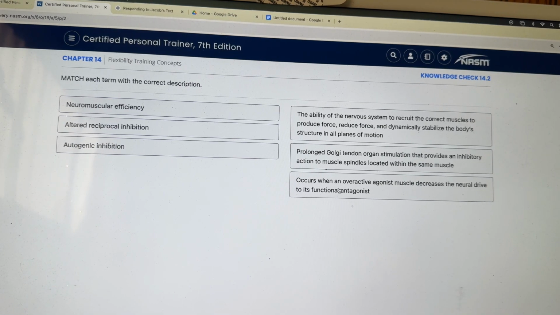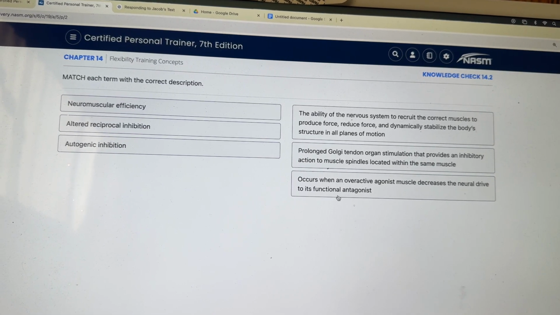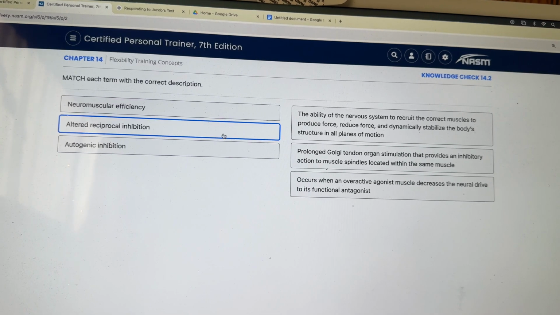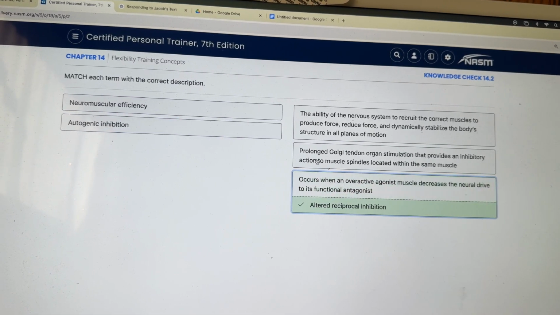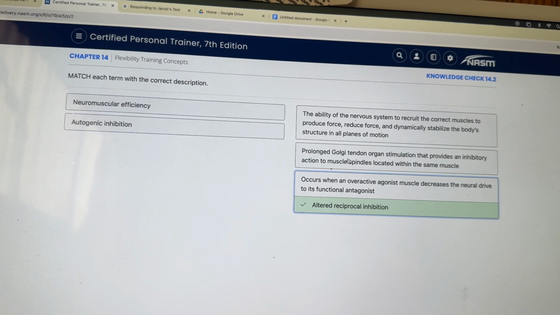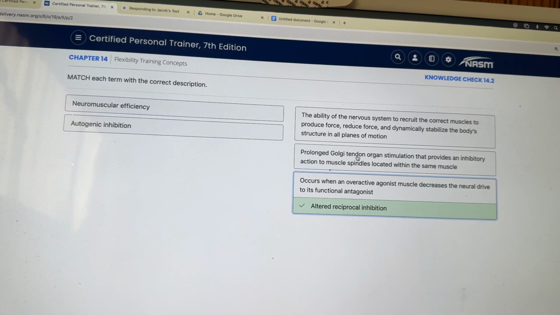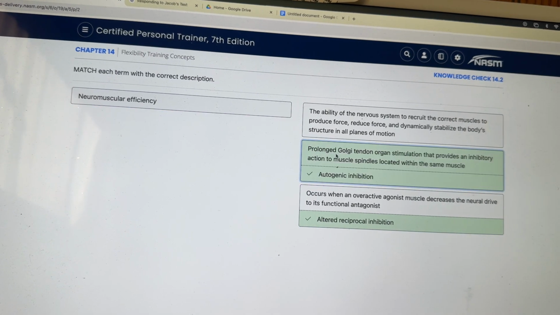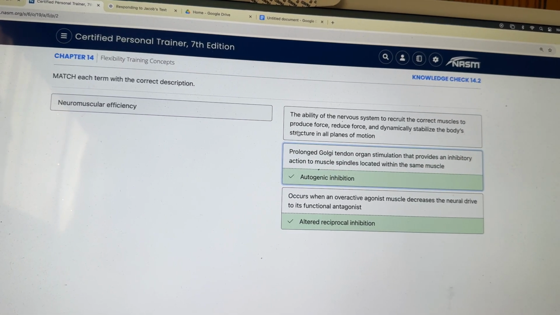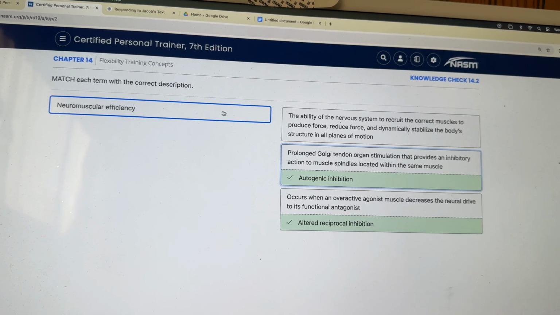Match each term with the correct description. Occurs when an overactive agonist muscle decreases the neural drive of its functional antagonist: altered reciprocal inhibition. Prolonged Golgi tendon organ stimulation that provides an inhibitory action to the muscle spindles located within the same muscle: autogenic inhibition. The ability of the nervous system to recruit the correct muscles to produce force, reduce force, and dynamically stabilize the body's structure in all planes of motion.